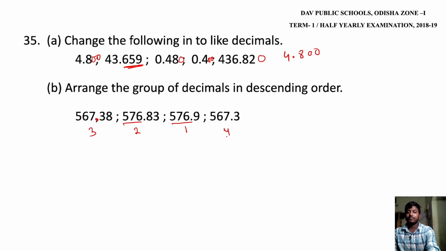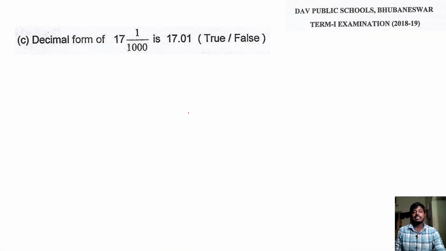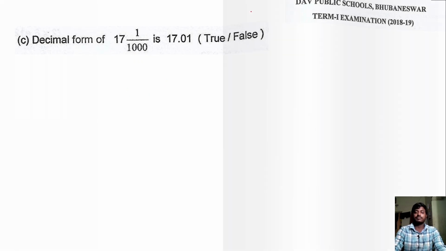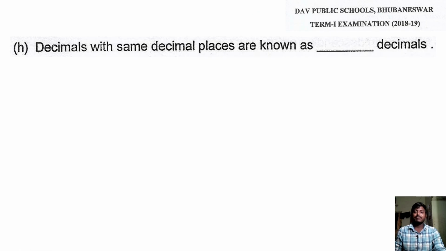Clear? Next. Decimal form, that is 17 point. How many 0s? After the decimal there must be 3 digits. Yes or no? So the answer is 17.001. This is false. Next. Decimals with the same number of decimal places are known as like decimals. So the answer is like. This is the 2018-19 Bhubaneswar DAV Public School term 1 paper.